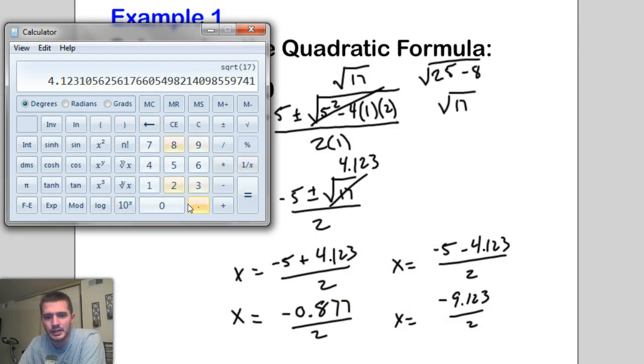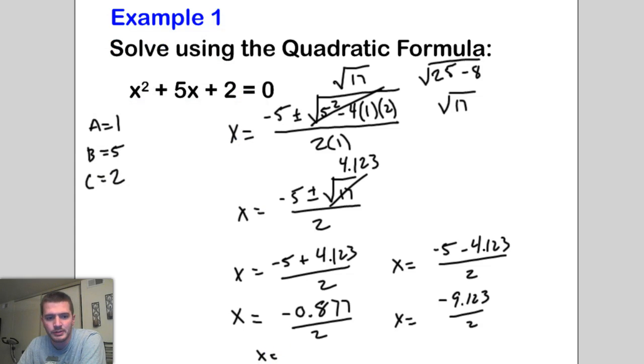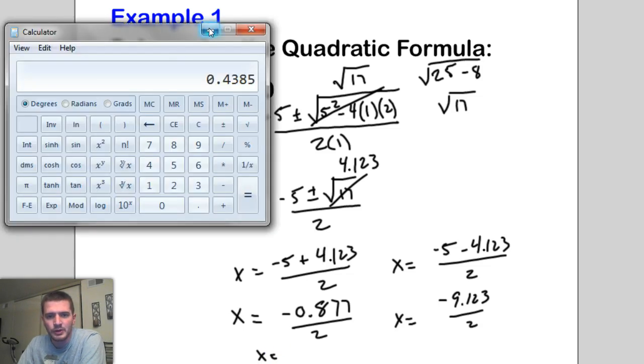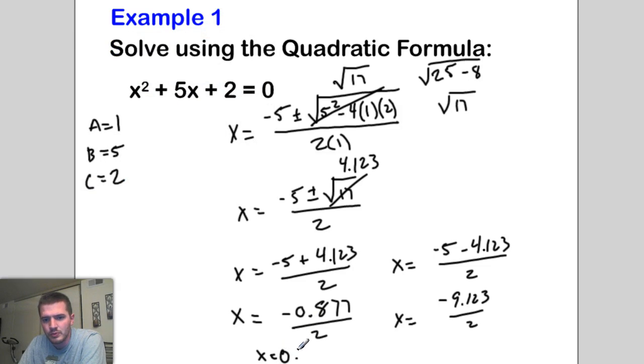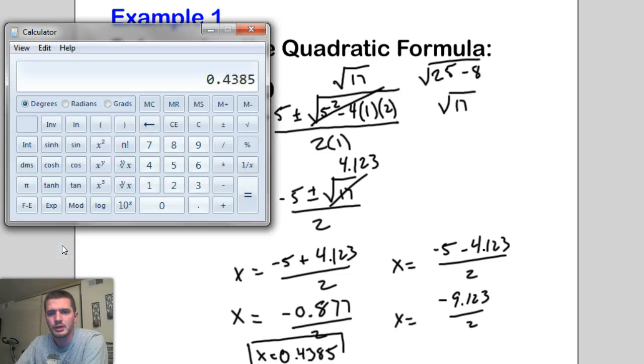Let's see. This one, the first one anyway, is 0.877 divided by 2. I know it's negative anyway. So x equals, and I didn't even look at it, what was it? 0.4385. That'll be our first answer. And then this one, I know it's negative, so it's 9.123 divided by 2. So 4.56, let's round up, so 4.562.